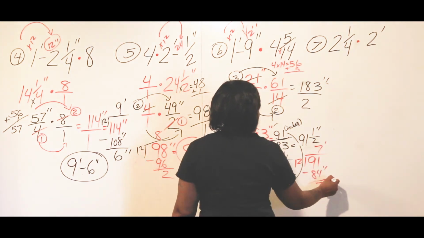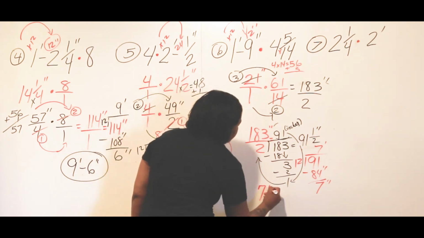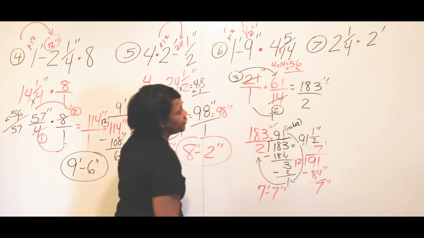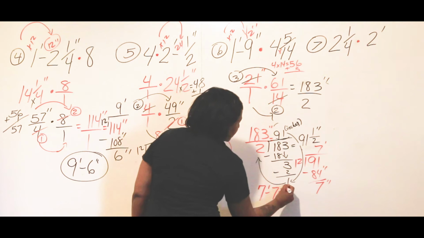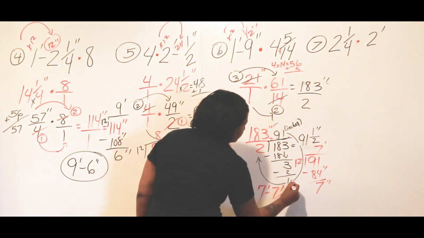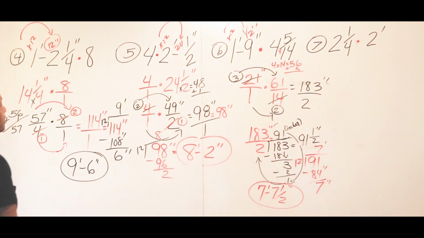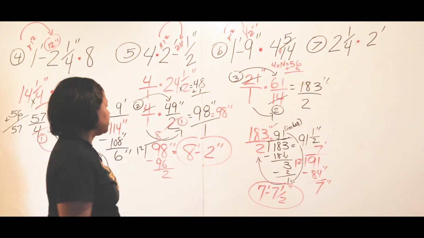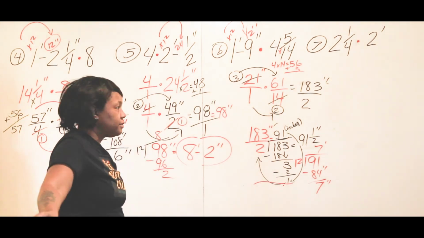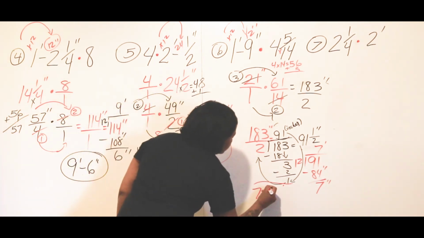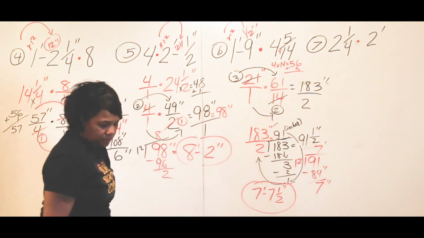So feet, inches, final answer. 7 feet, 7 inches. And I'm sorry, no, let's not forget our fraction. And a half. Don't forget the fraction. 7 feet, 7.5 inches. And that is our final answer. Seems like that can be written better. 7 feet, 7.5 inches. Final answer.